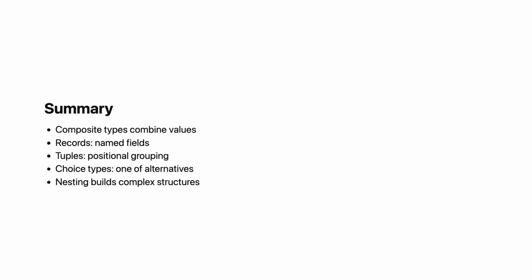Structures build on structures. Choose the right composite for your data. Records for has these attributes. Choice types for is one of these. Composition is powerful. It turns simple building blocks into rich data models.